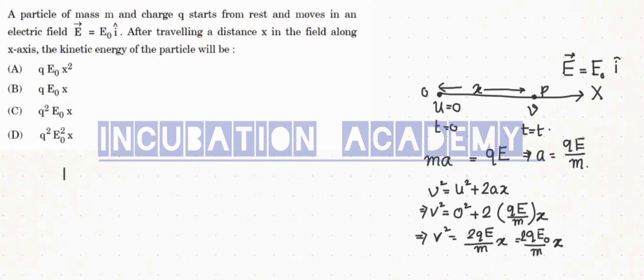The kinetic energy of the particle after covering a distance x, obviously it will be half of mv square. Initially the particle is at rest, that's why kinetic energy is 0. So what is the kinetic energy at the point P, that we need to determine? So it is 1 by 2 multiplied by mass, the v square is 2 multiplied by q multiplied by E naught multiplied by x divided by m. So this m and this m cancel out, and the 2 and 2 also cancel out. So this will become simply q E naught multiplied by x.